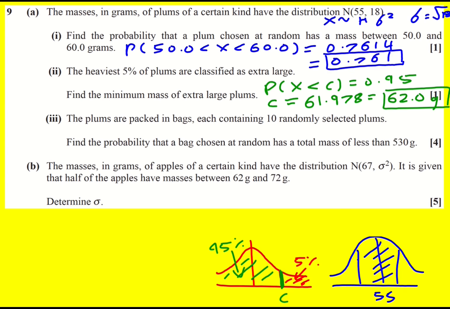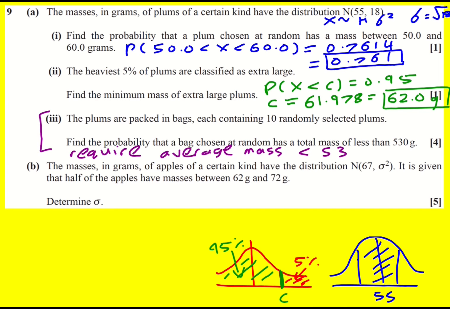On to part 3, which is the hardest question, I think, here, because 1 and 2 are the kind of things you would have seen before. But part 3 is a bit different to usual. The plums are packed in bags, each containing 10 randomly selected plums. Find the probability that a bag chosen at random has a total mass of less than 530 grams. So what that means is we require the average mass to be less than 53. We're adding up all of our masses and dividing by how many we have to get an average.